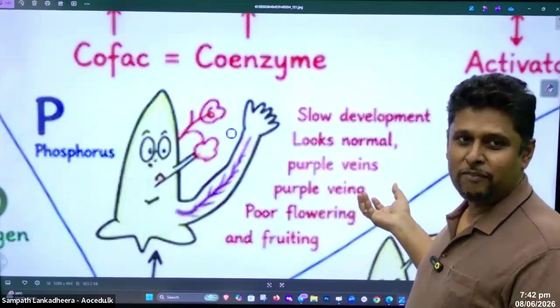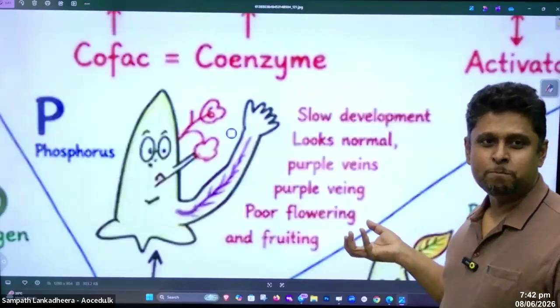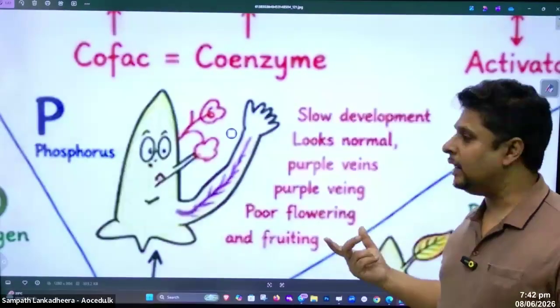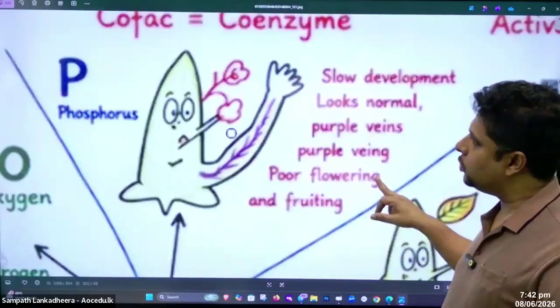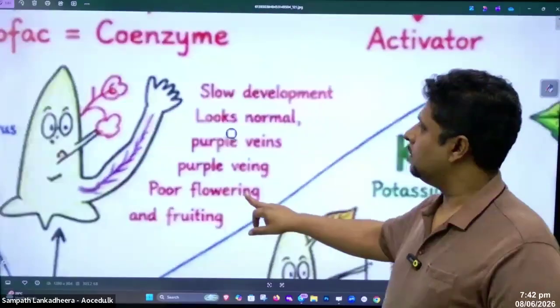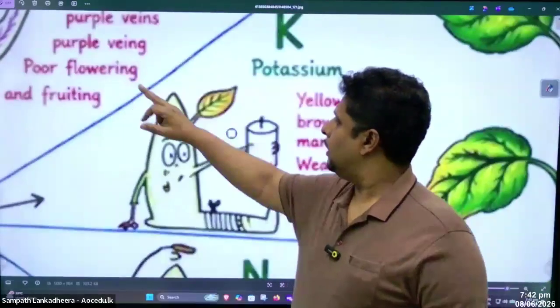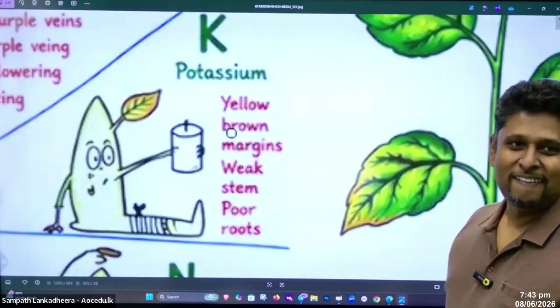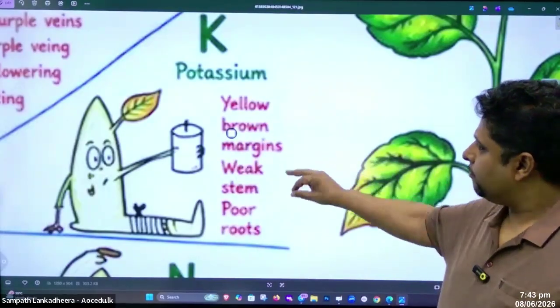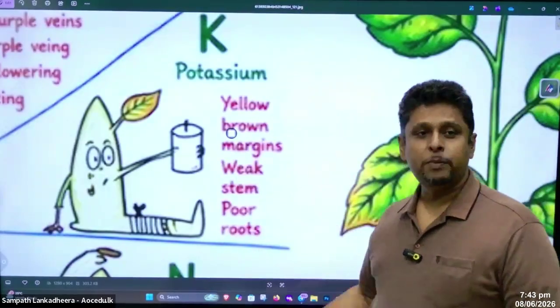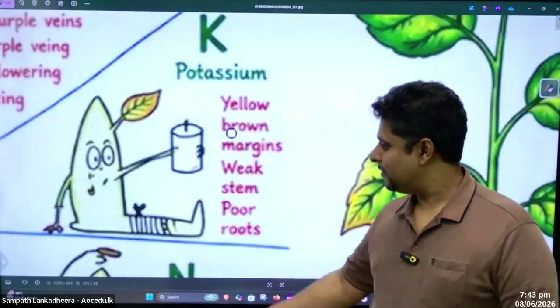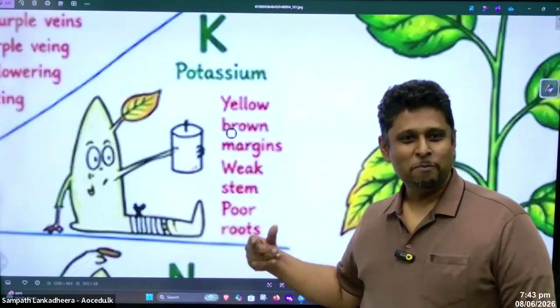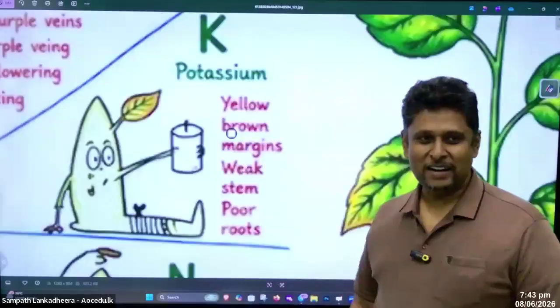And then, people, purple veins, poor flowering and fruiting, slow development, looks normal, right? Then, people, the next one is potassium. Potassium deficiency gives yellow-brown leaf margins, weak stem and poor roots. We discussed this last time. The roots are poor.